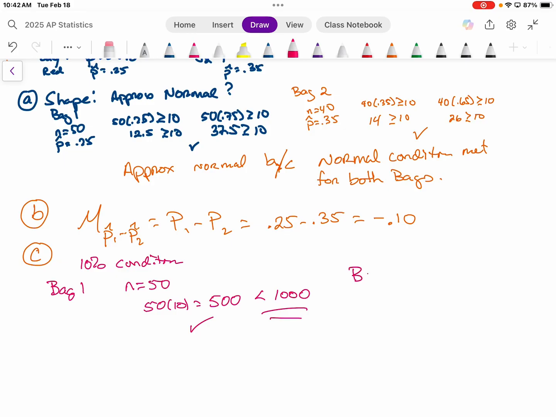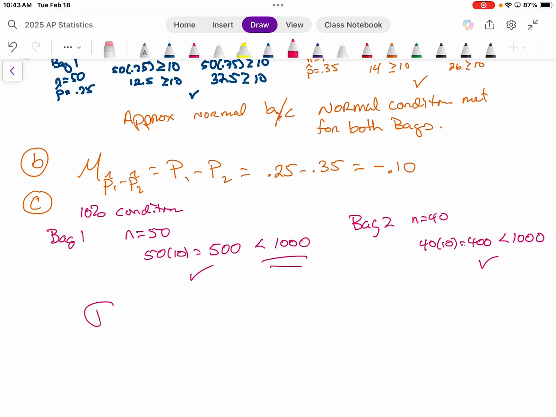Then for bag 2, we had N equal to 40. So 40 times 10 is 400. That is less than the 1,000 because they said both bags had 1,000 fishies. So we meet the condition there. So now we can go ahead and calculate the standard deviation.